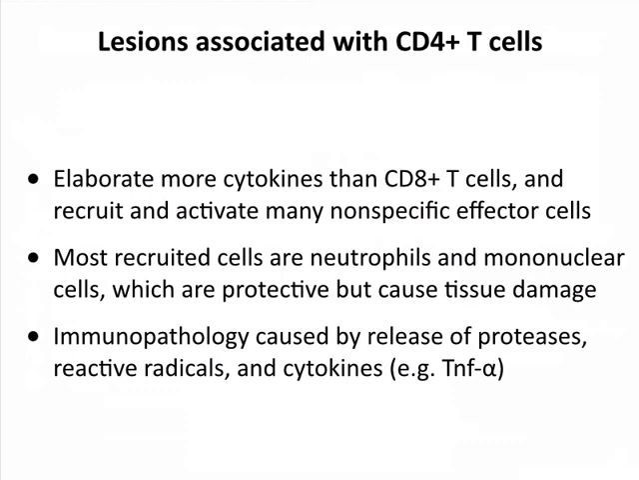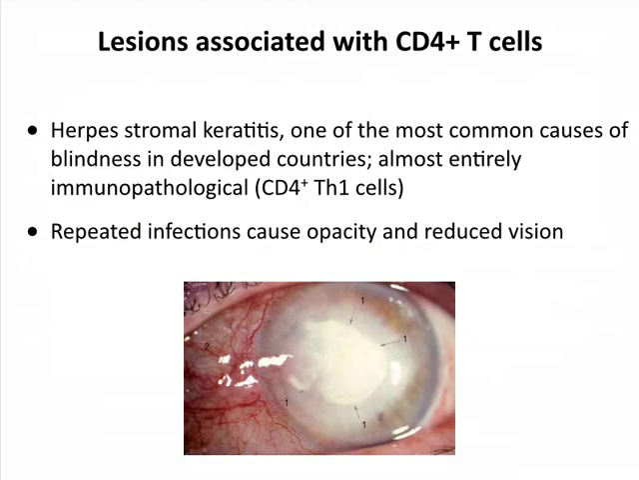CD4 positive T cells can also cause pathology. These cells, as we've talked about, make a lot of cytokines, either Th1 or Th2 type cytokines. They recruit cells like neutrophils and mononuclear cells that can cause damage. And they release proteases, reactive radicals, and cytokines like TNF-alpha that also cause cell damage. So CD4 cells may seem innocent because they don't lyse cells, but they can produce proteins that are damaging.